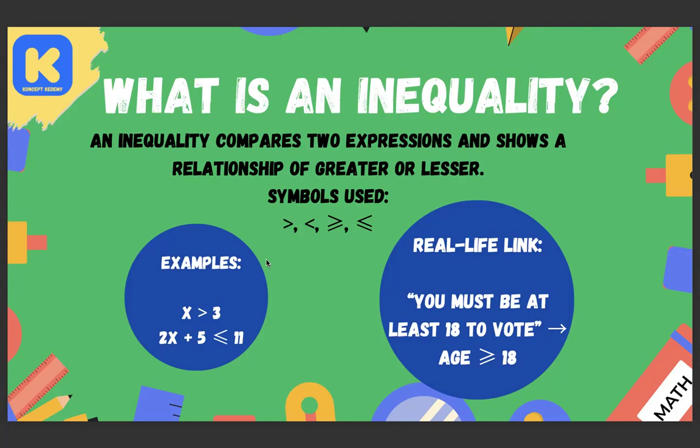The real life link is: you must be at least 18 to vote. Like in India, and in certain countries, you need to be at least 18 years old to vote. So your age should be greater than or equal to 18. Either you should be 18 years old or greater than 18. Then only you will be able to vote. So this is an inequality.